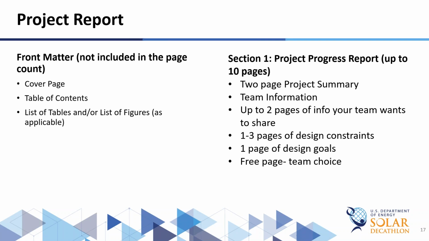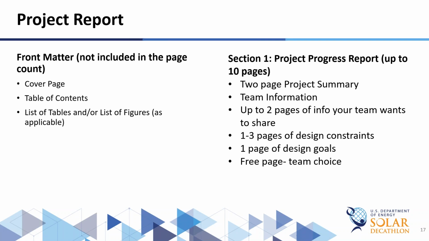For section 1, which is your project progress report, it is broken down as follows. There's a 2-page project summary, which you can find a template for on the groups.io. Please follow that template. We look for team information. The jurors want to know more about your team and who you are, and it'll be their first time reading about who has written this report.